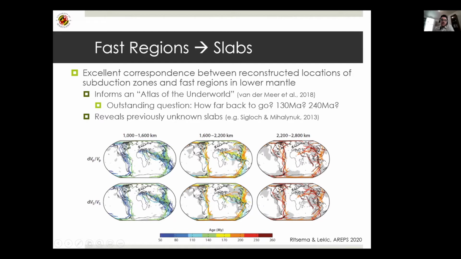But this means that these tomographic models can inform essentially constructions of an atlas of the underworld, as van der Meer so poetically put it. But the outstanding question is, how far back do we go? Is 130 million years the appropriate number, or is something like 240 million years an appropriate number? These kinds of studies can also reveal previously unknown slabs, like these fast regions here in the Pacific that have been interpreted by Sigloch and Mihalynuk in the past to indicate intra-ocean subduction.